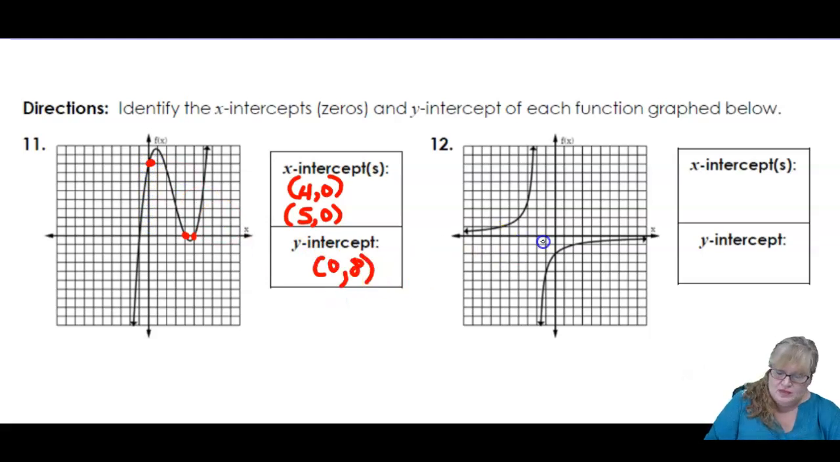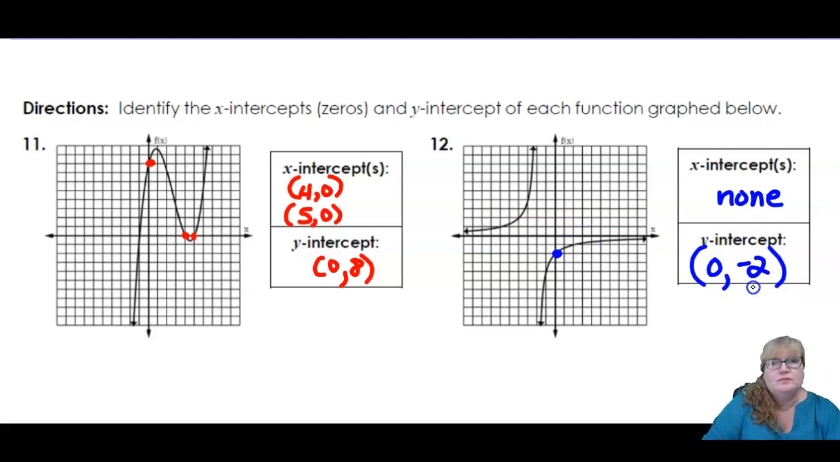All right, I'm going to do this one just because it's a weird one. This one never touches the x-intercept. It has no x-intercept. It gets closer and closer from both sides, but it doesn't ever cross the x. It does cross the y down here at -2, or if you went over 0 and down 2. The y-intercept, remember, always has x equals 0.